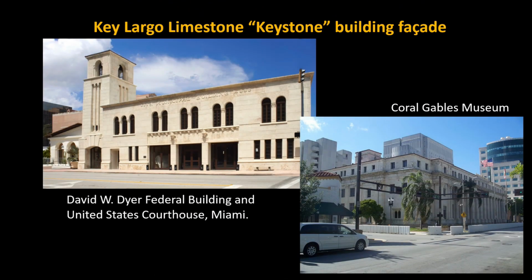Here are some examples of the keystone building facade that is used in Florida. The Coral Gables Museum is a good example, and so is the David Dyer Federal Building in the United States Courthouse in Miami.